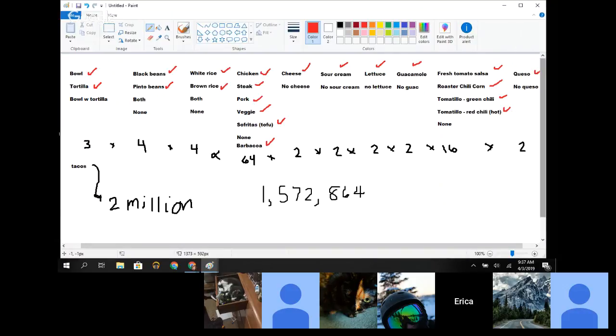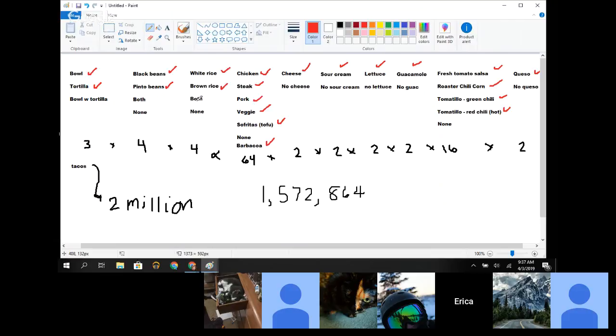All right, so if I look at all my red check marks, besides bowl, because you don't really eat the bowl, but we're just going to count that, you would have 1, 2, 3, 4, 5, 6, 7, 8, 9, 10, 11, 12, 13, 14, 15, 16, 17, 18, 19, 20, 21. 21 different choices.